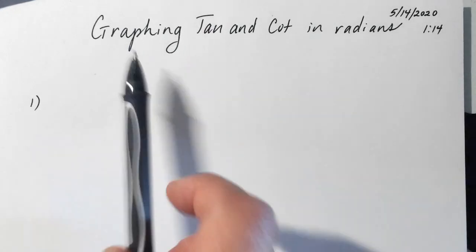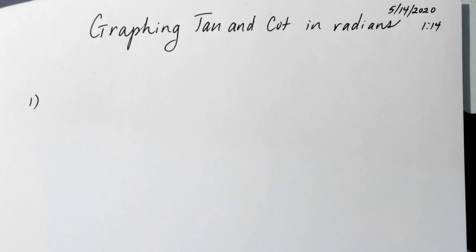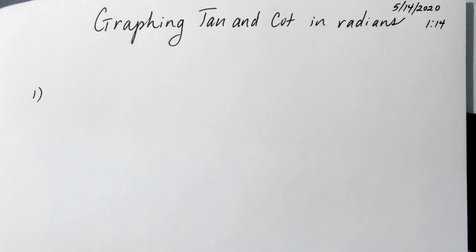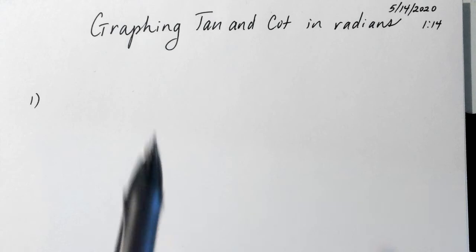Okay, so next lesson is graphing tangent and cotangent in radians, and this will be the last one. So just two assignments this week. Yeah, there is a third, but I'm not going to post it. Not trying to kill you guys.